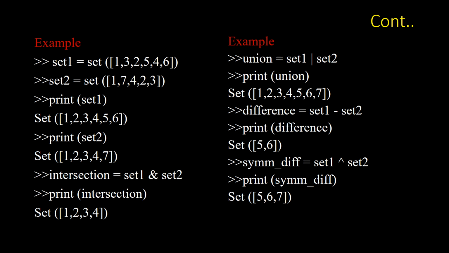The next one is the symmetric difference, with set 1 and set 2. Here 1, 3 and 2 are present in both. The 5 is not present in set 2, so it displays the 5 value, and 6 is not present in set 2. When I take the set 2 values, 1 is present, and 7 is not present in set 1, so it displays the 7 value. Then 4, 2 and 3 are also present in set 1. So this is an example of the set operations.